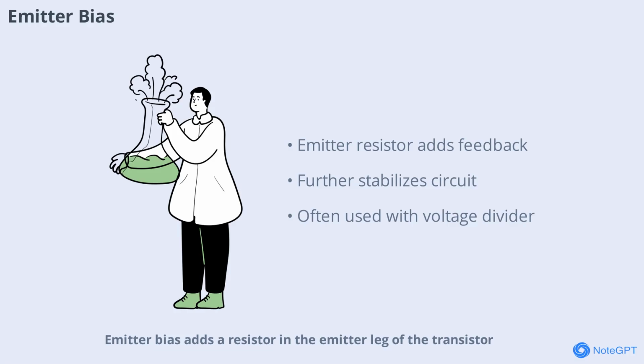Emitter bias adds a resistor in the emitter leg of the transistor. This resistor provides additional negative feedback, further stabilizing the operating point. Emitter bias is often combined with voltage divider bias for maximum stability in amplifier circuits.